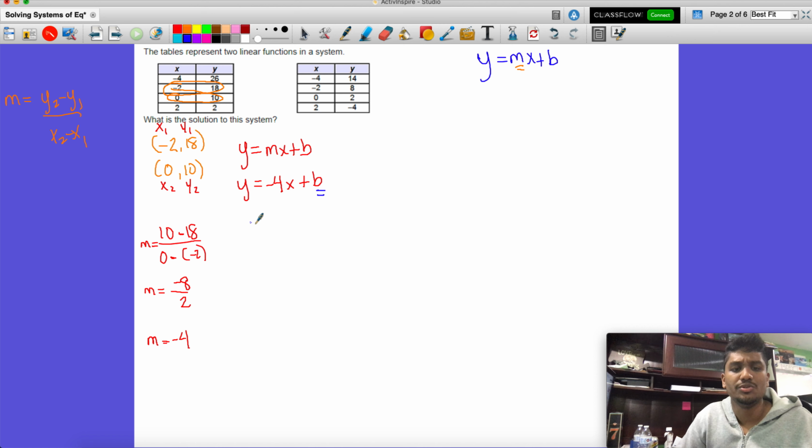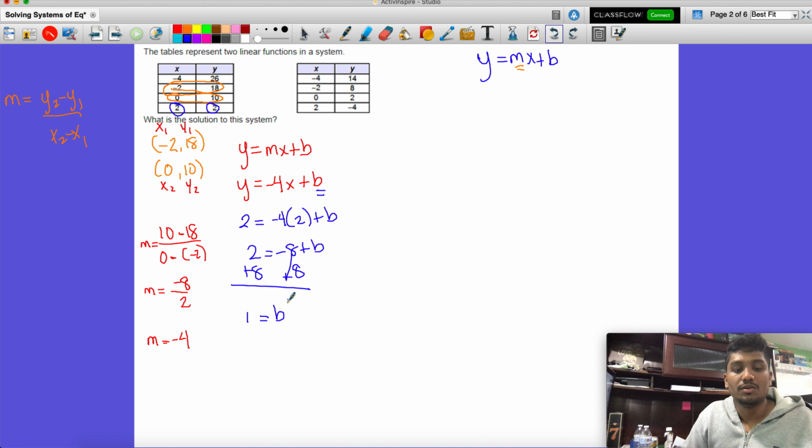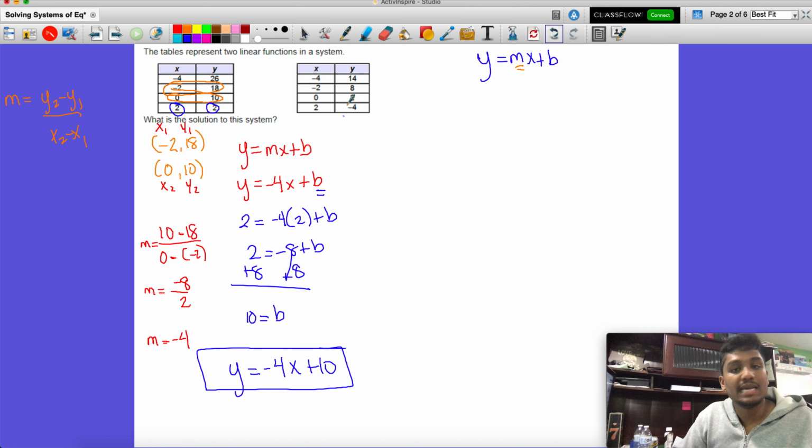Let's just choose 2, 2. So 2, that's the y. Let's use 2, 2, that's what we're using. 2 equals -4 times 2 plus b. 2 is equal to -8 plus b. When you add 8 to both sides, you get that b is equal to 10. So our equation is y equals m, which is -4, x plus b. That's the first one. Same exact thing for the second one.